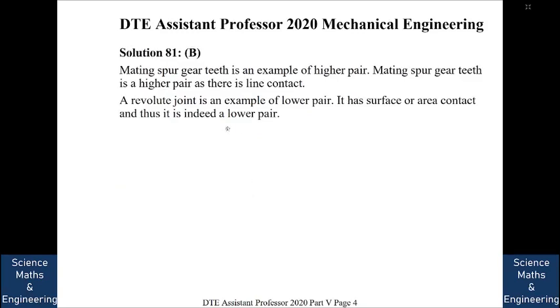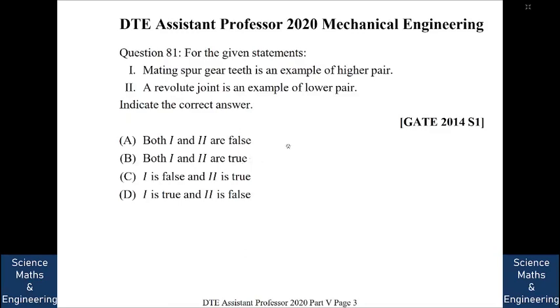So the answer is B. Mating spur gear teeth is an example of higher pair, and there is a line contact. Again, a revolute joint is an example of lower pair, so it has a surface or area contact. So both 1 and 2 are true.